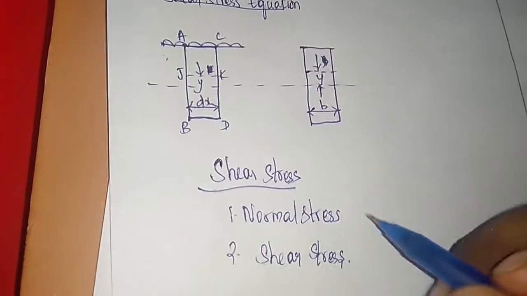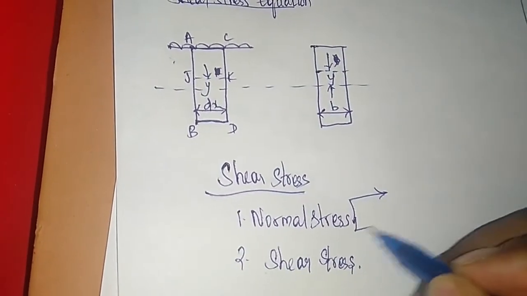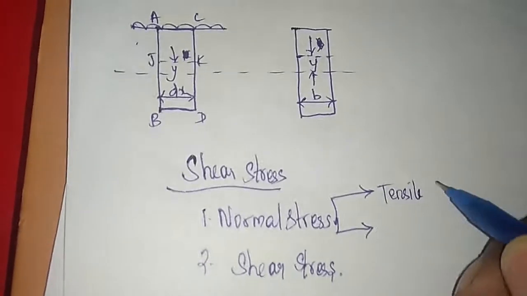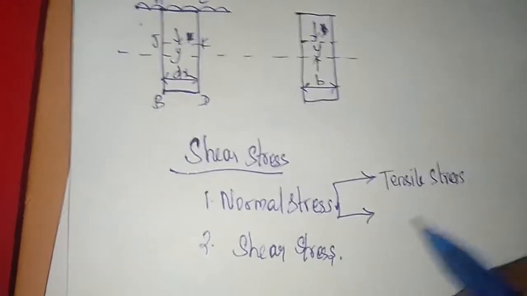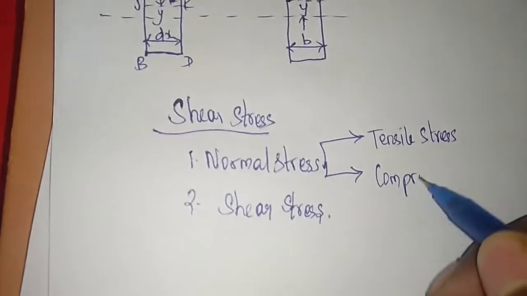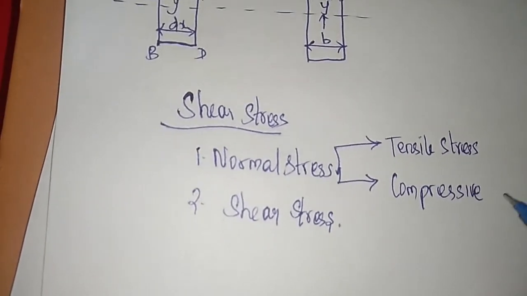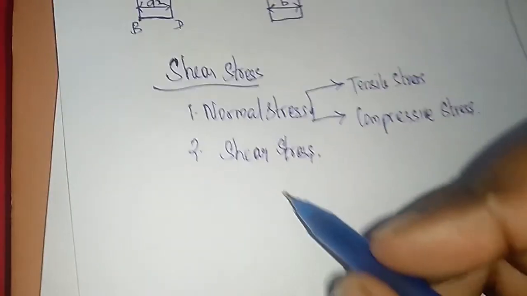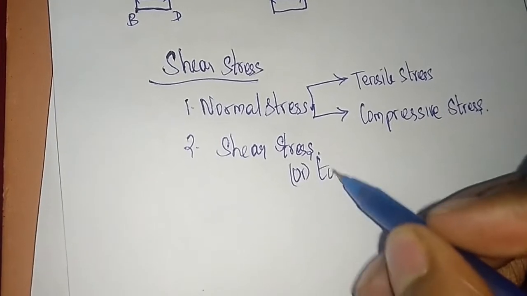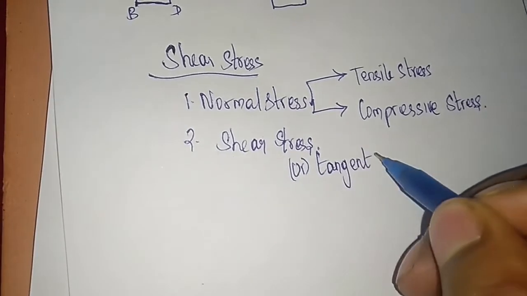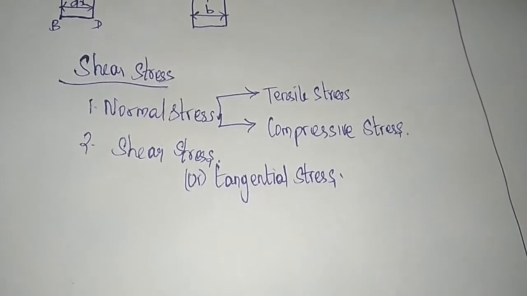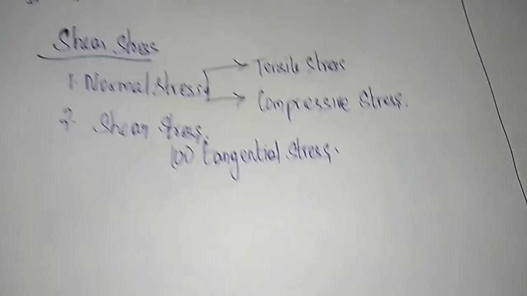Normal stress is of two types: one is tensile stress and another is compressive stress. These are the two types of normal stresses, and the other is shear stress. This shear stress is also called tangential stress. First I will explain what normal stress is and what shear stress is.